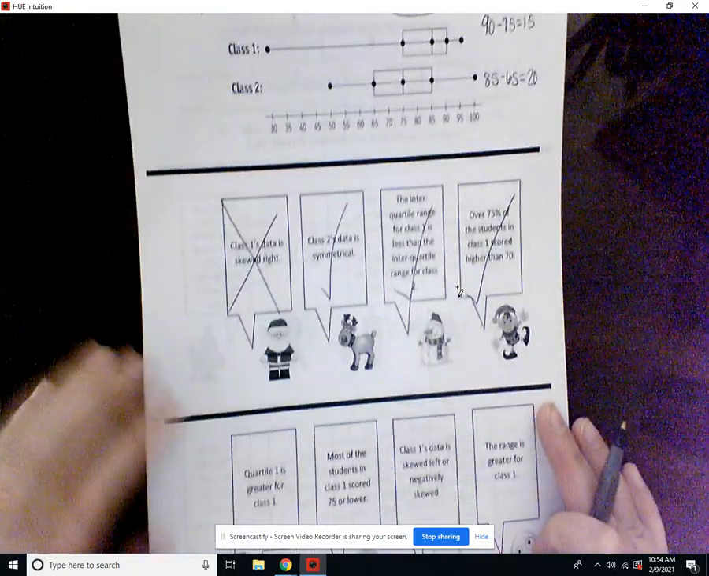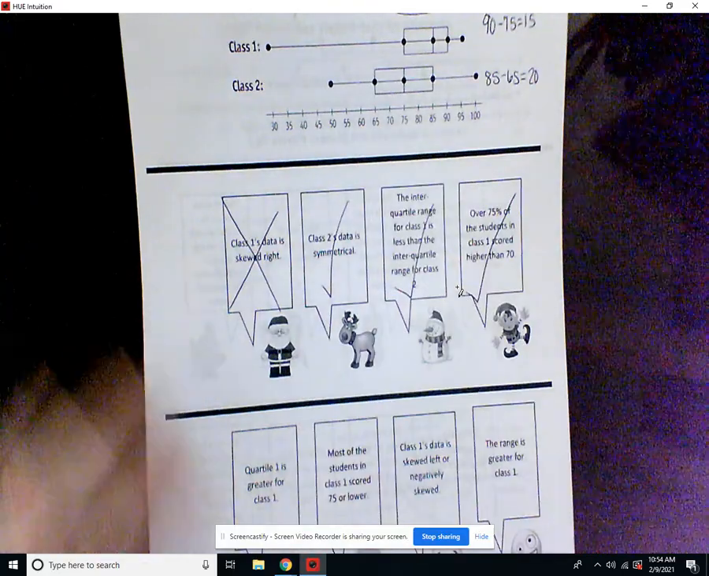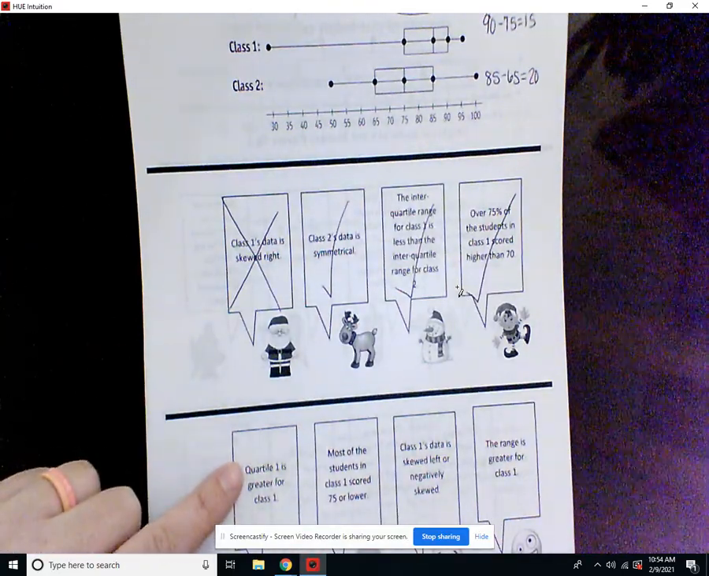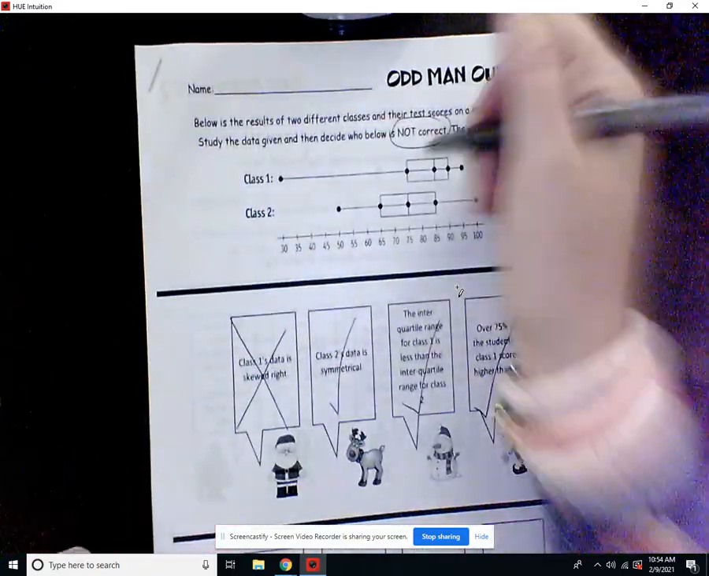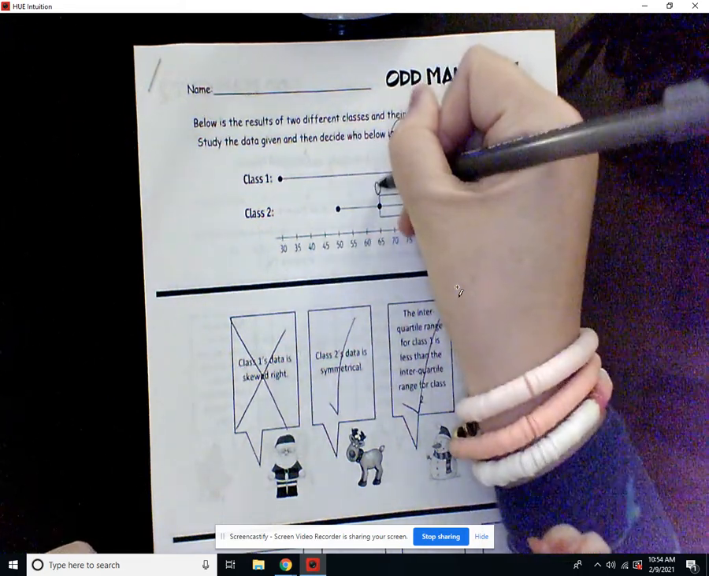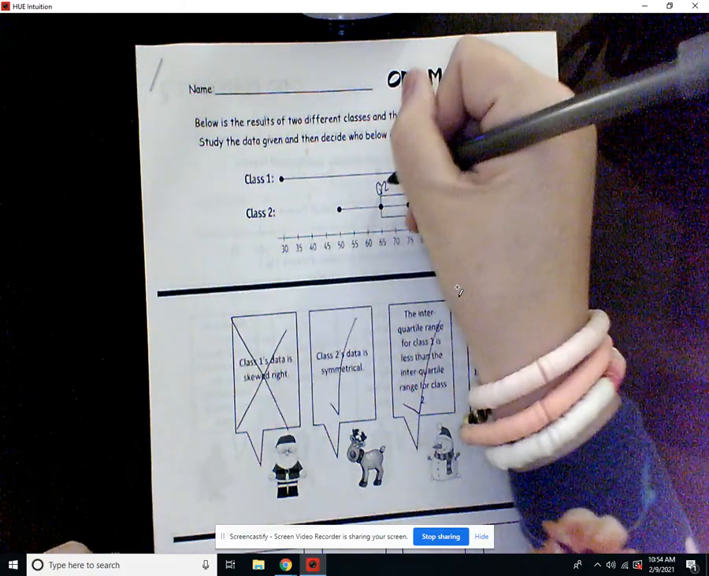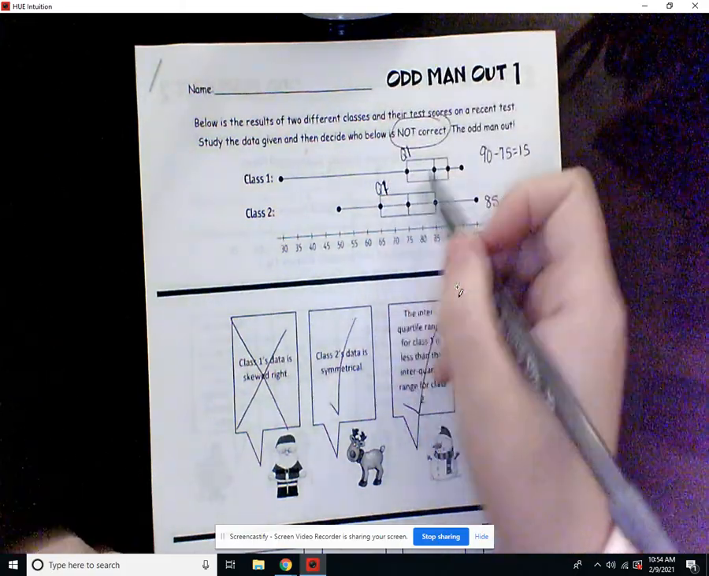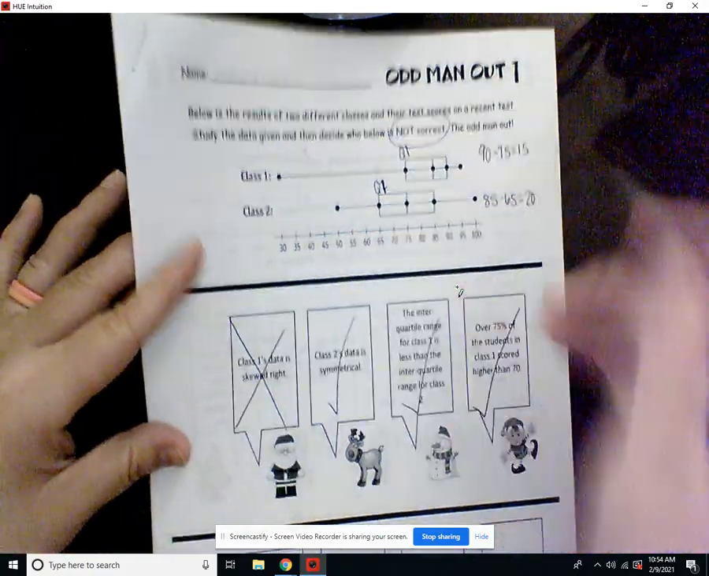Okay, so we're going to do the second half, which is down here, for the same data. Quartile 1 is greater for class 1. So quartile 1 is the beginning of the box, so that's 75. And then quartile 1 for class 2 is 65. And 75 is more than 65.